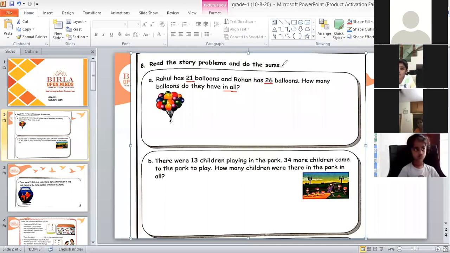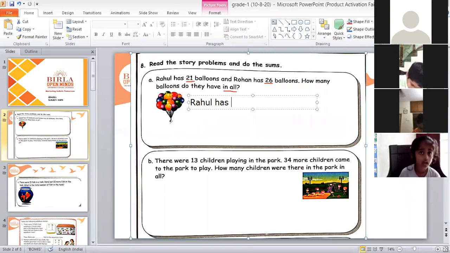So children, start writing the statement in your book. So what you will write first? You will write Rahul has balloons, or you can write in other way also, number of balloons Rahul has. Okay, so we'll write here Rahul has balloons equal to how many balloons? Rahul has 21 balloons. So we will write here 21.